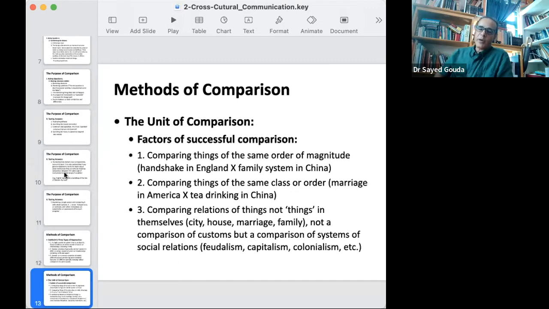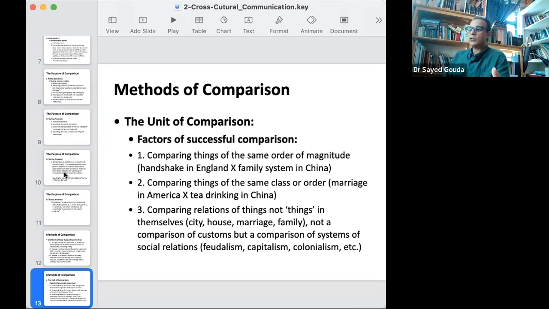The unit of comparison: what kind of things are suitable for comparison? Because there are certain things that are not suitable. We need to compare two things that have some common characteristics. They are different in some ways, but they are similar in some ways too. So we need to compare things of the same order of magnitude.